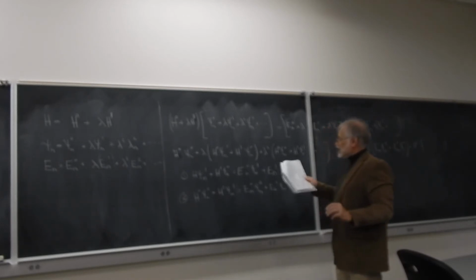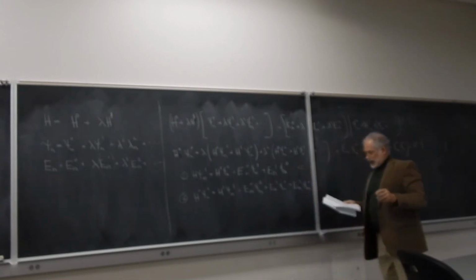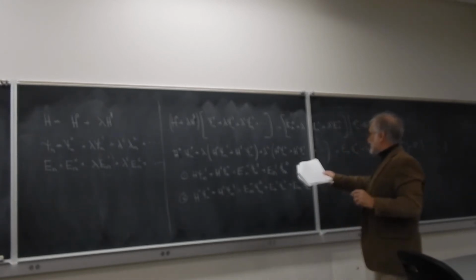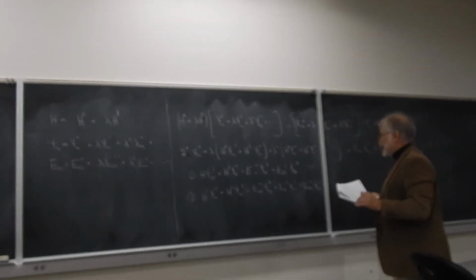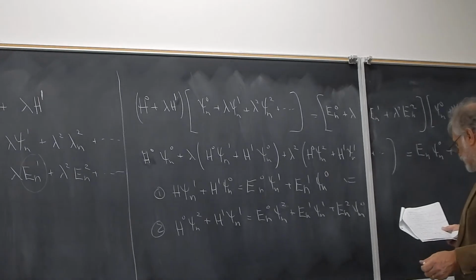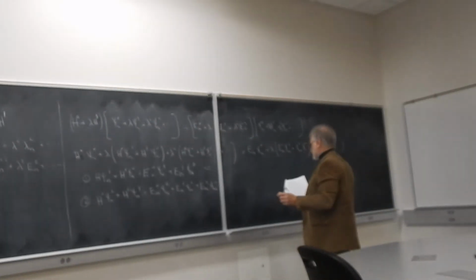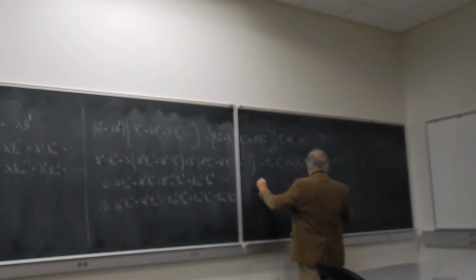Let's look at first order theory. Let's start with that. That's going to be a little bit simpler. Let's take this equation and multiply every term by psi n0 star. In other words, we're doing an inner product. So that will give us a third equation.